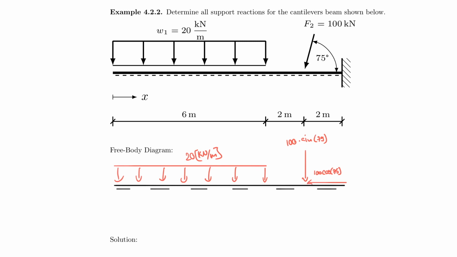Please use that correctly. So I'm going to symbolize it as such. And last but not least, I of course have my support reactions, which I assume to go up, I assume to go to the left, and I assume to turn counterclockwise. And I call this MA about the z-axis. I call this RAX, and this here is RAY. Last but not least, let me get my dimensions so that we don't get lost when we scroll down. So I have this being 2 meters, this being 2 meters, and then this being 6 meters.